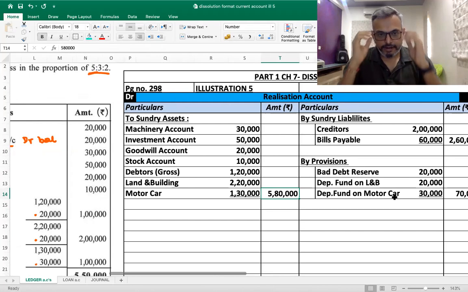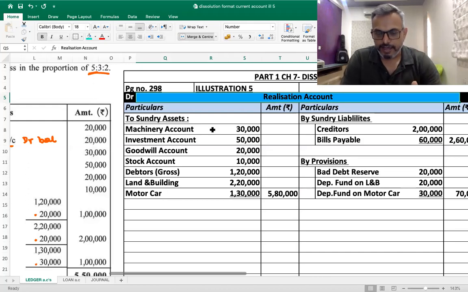Now if you had to make an entry, you will make the entry once again. I am repeating it. Machinery account will be credited, investment will be credited, goodwill will be credited, stock will be credited, debtors will be credited, land and building credit, motor car credit. So debit क्या होगा? Realization account will be debited, and that's why it has come on the debit side of realization account. और यहाँ से भी तुम डायरेक्टली एंट्री बना सकते हो कि रियलाइजेशन अकाउंट डेबिट साइड, सो डेबिट टू मशीनरी, इन्वेस्टमेंट, गुडविल, स्टॉक, डेटर, लैंड एंड बिल्डिंग एंड मोटर.